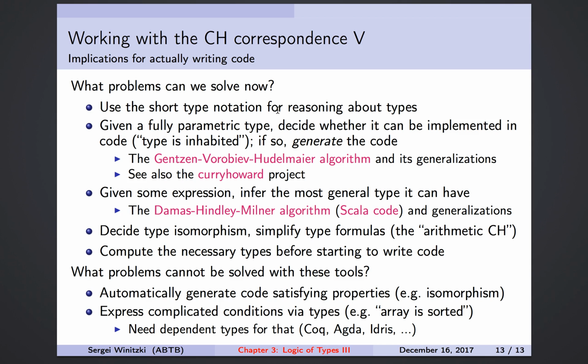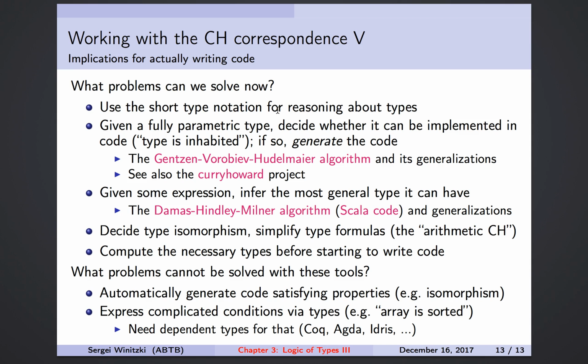Now, given a fully parametric type, we can decide whether it can be implemented in code. And computer scientists who do theory of types and functional programming say that this type is inhabited. In other words, the Curry-Howard proposition, CH of t, is true. There exists a value in the program, a value that has been computed, of this type. This is what is called inhabited. And if it can be implemented, generate the code.